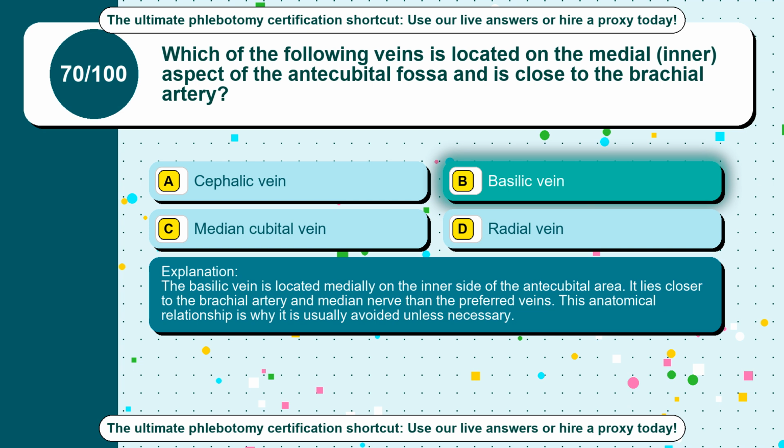The basilic vein is located medially on the inner side of the antecubital area. It lies closer to the brachial artery and median nerve than the preferred veins. This anatomical relationship is why it is usually avoided unless necessary.